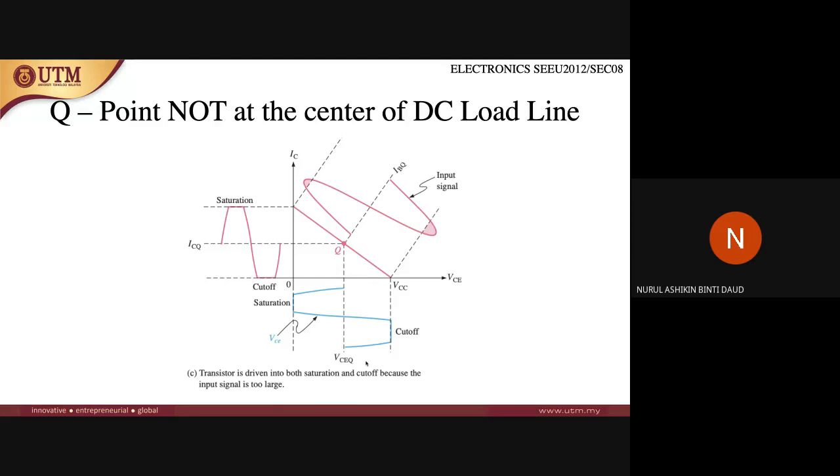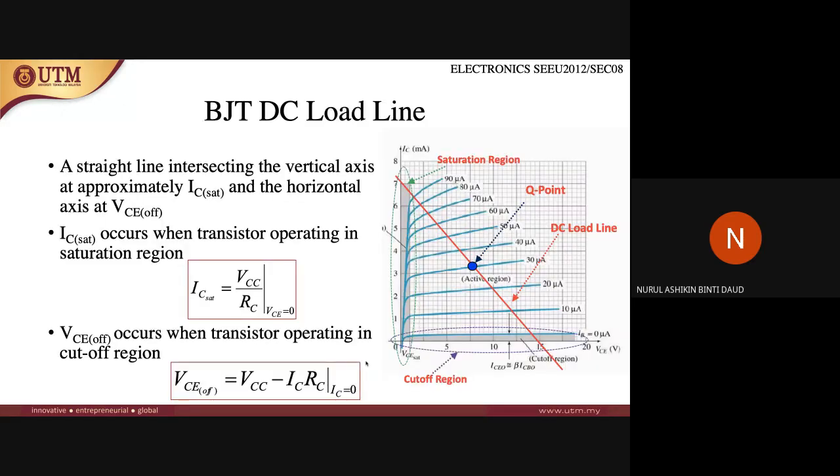All right. Next, let's look at the BJT DC load line. A straight line. What is a BJT DC load line? What does a load line mean? A load line is a straight line intersecting the vertical axis, which gives you the value of current at the collector when it is in saturation, the saturation value, and the horizontal axis at the VCE, which is the cutoff value of the transistor.